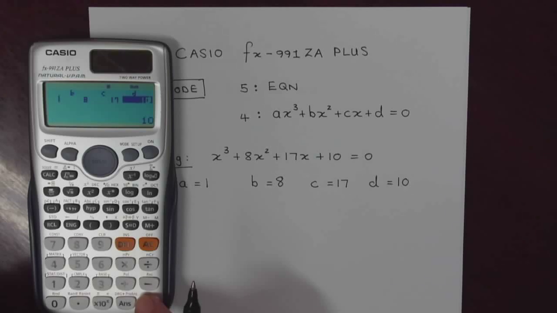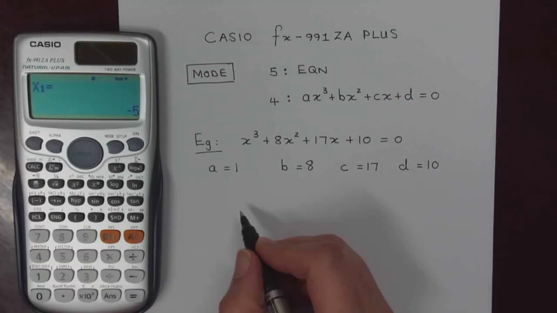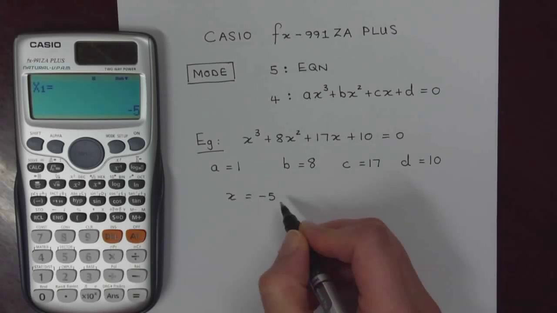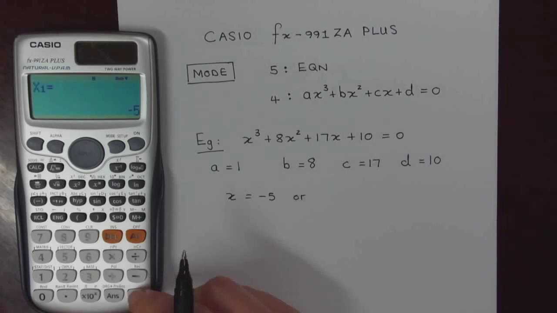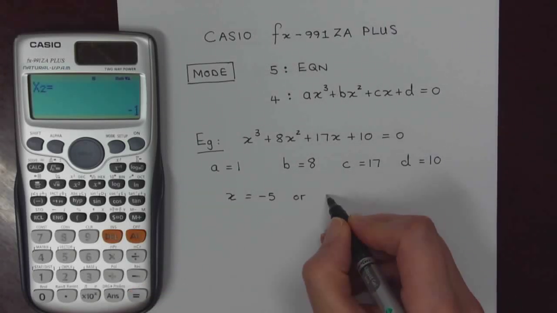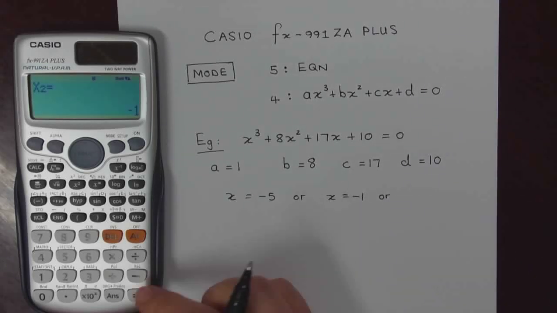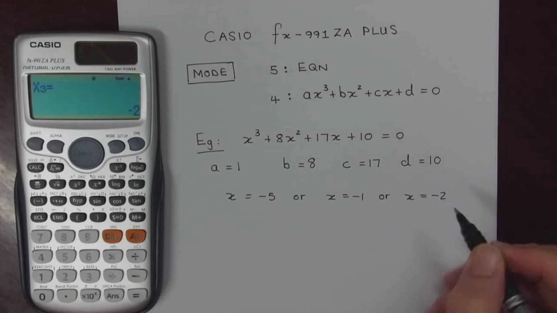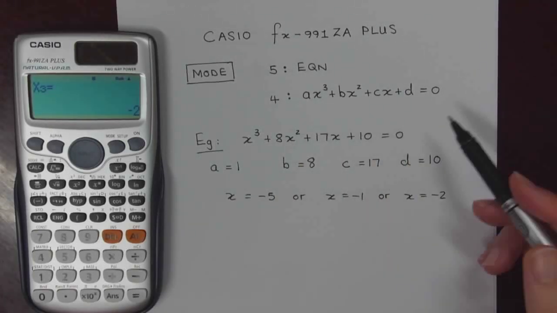And then the beauty of this calculator, when you press equal, it tells you the first root, x1, is negative 5, which you already know from doing it the long way around, that is the correct answer. Or, press equal again, the other option, x is equal to negative 1. Or, the last option, x is equal to negative 2. So those are my 1, 2, 3 roots. Simply typing it into the calculator.